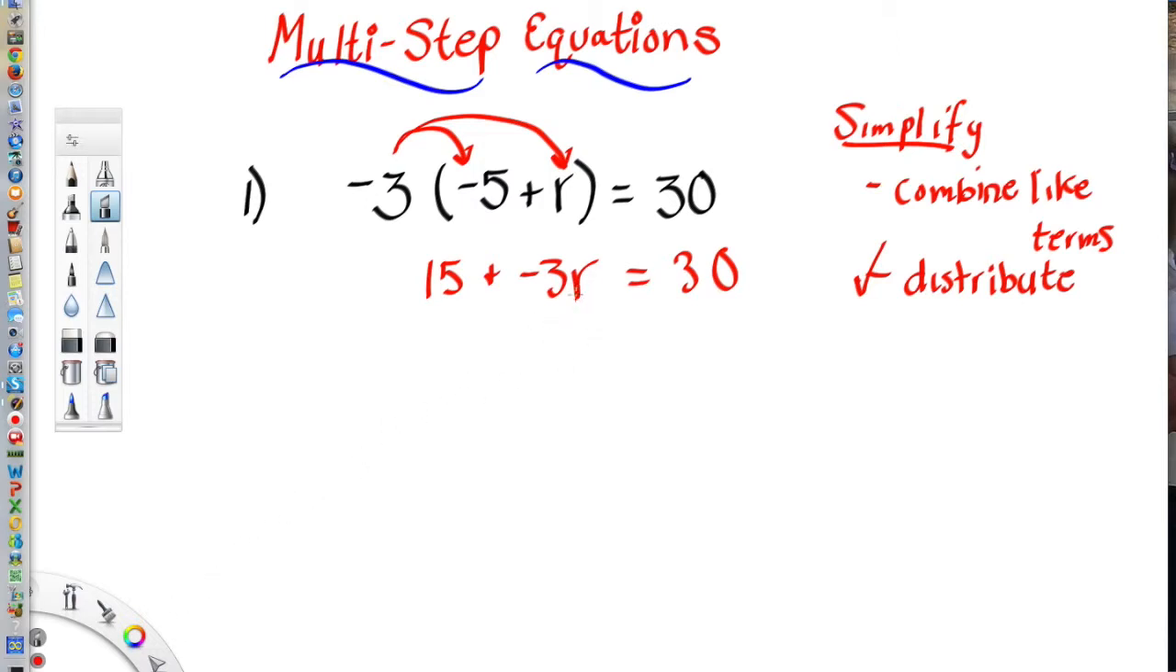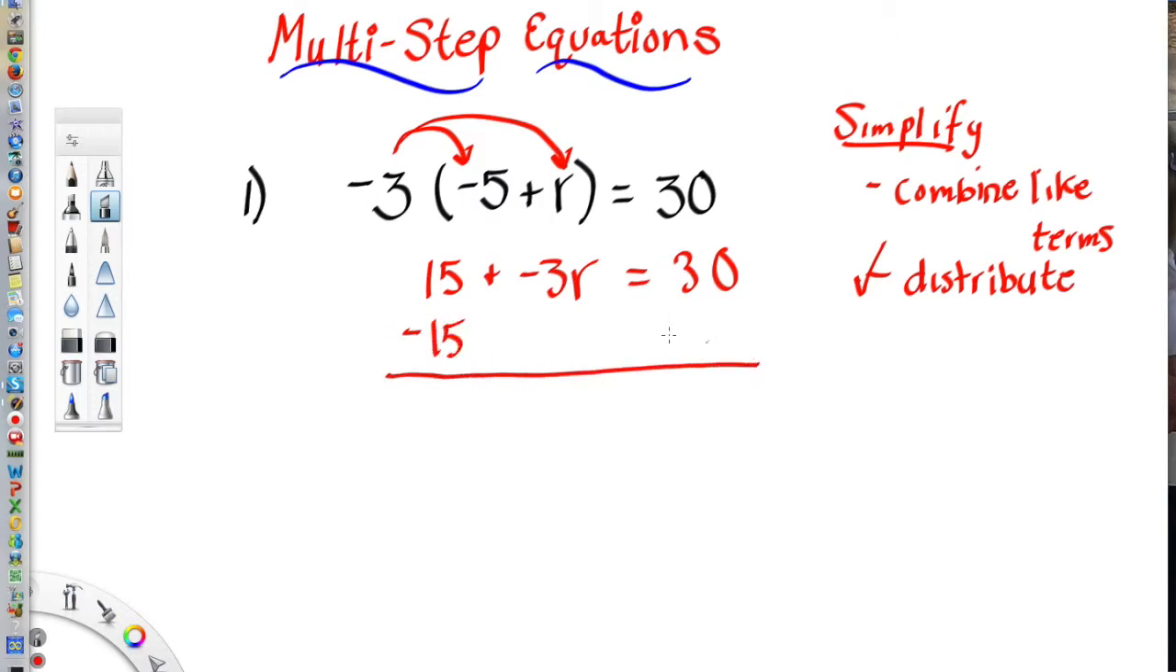And I need to look at what's happening to the variable. Well, first of all, I see the variable is being multiplied by a -3, and I can also see that 15 is being added to it. Now the rule for multi-step equations is, since we're doing inverse operations now, our order of operations kind of goes backwards. We want to first ask, is anything being added or subtracted to our variable side? And I can see here that 15 is being added. So I want to do the inverse of that, which is subtract 15.